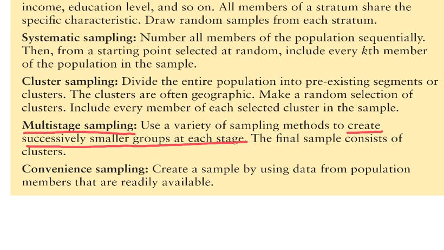Okay, the last one we'll talk about is convenience sampling. Convenience sampling is perhaps most often used when we're talking about doing studies in the school, say by all of you. This is where you're just using data from a population of members that are readily available to you. You can get to them easily.